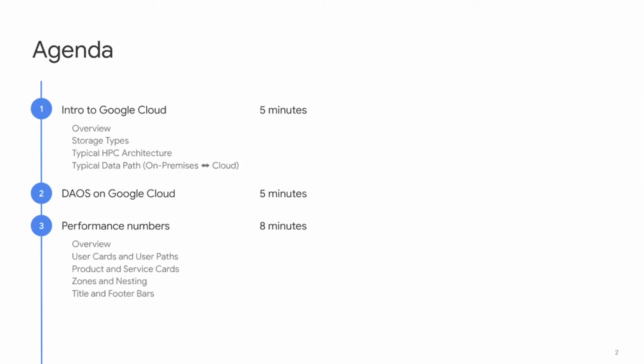Then I'll quickly show what an HPC architecture looks like in Google Cloud and what the typical data path is, meaning how customers bring their data from on-premises to Google and then back. Then we're going to focus specifically on what we provide for DAOS on Google Cloud. At that point, I will hand over to Johann, and he will go through the performance numbers. So let's start.